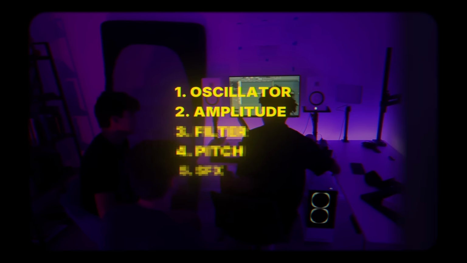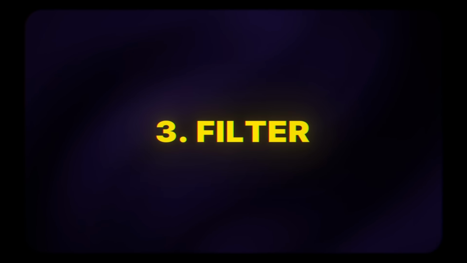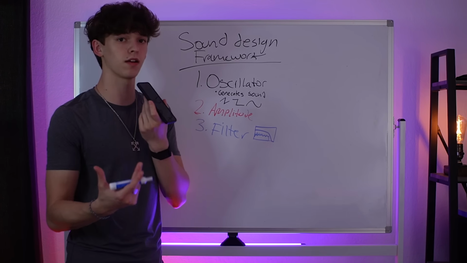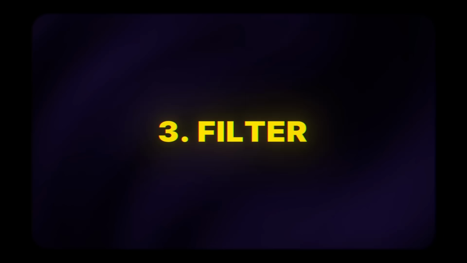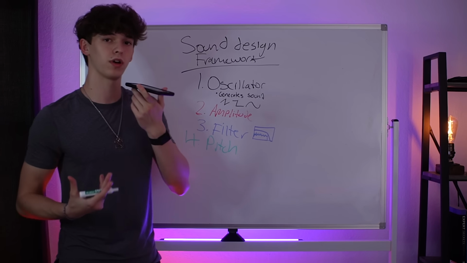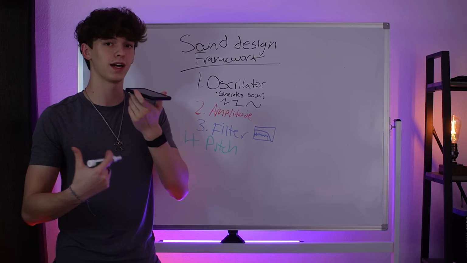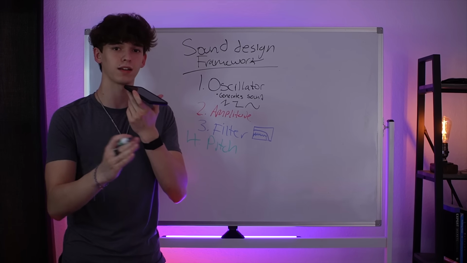Now number three is going to be filter. Of course, the filter can be used to remove certain frequencies or even accentuate certain frequencies depending on how you want the character of the sound to be. Number four is pitch. This is just how high or low the sound goes. And you can also ask yourself questions like, does the sound slide up really fast or pitch down? Or maybe it has a vibrato effect where the pitch is going back and forth really fast.